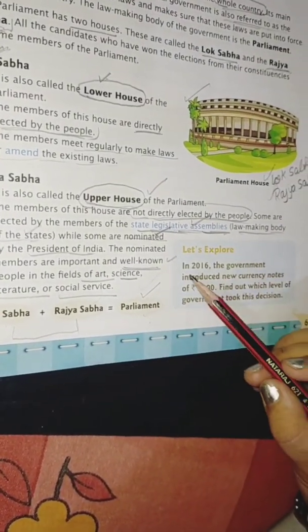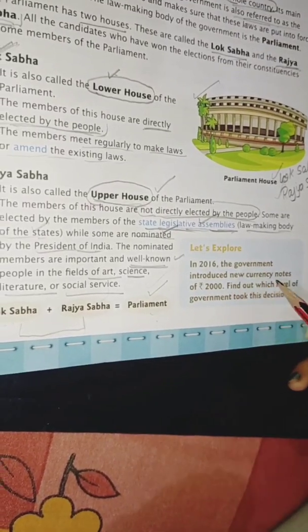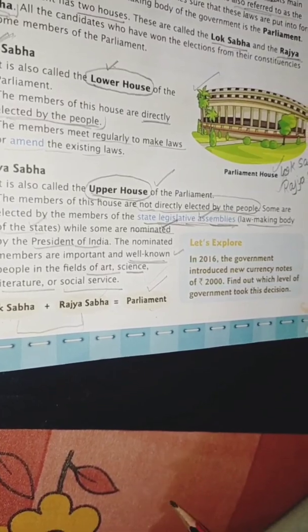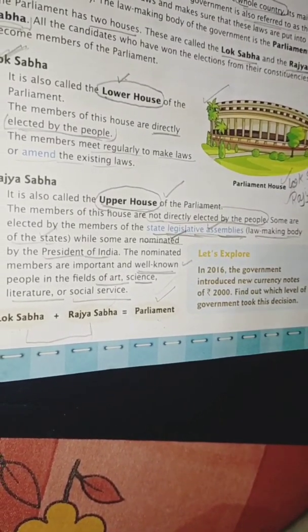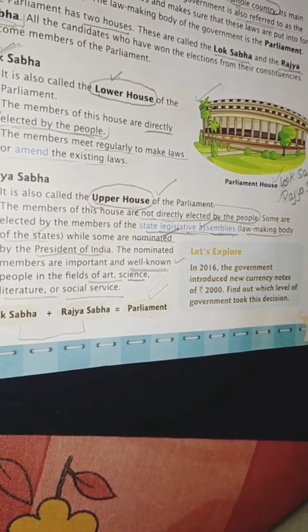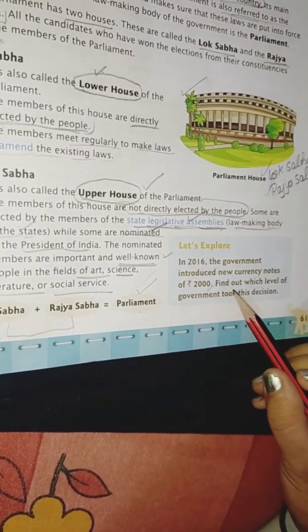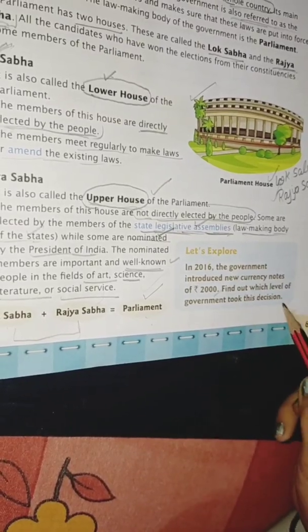Okay, here is the question. In 2016 the government introduced a new currency note of rupees 2000. You are all aware that Narendra Modi ji introduced the new currency note, that is 2000, which we are using in the present day as well. Find out which level of government took the decision.